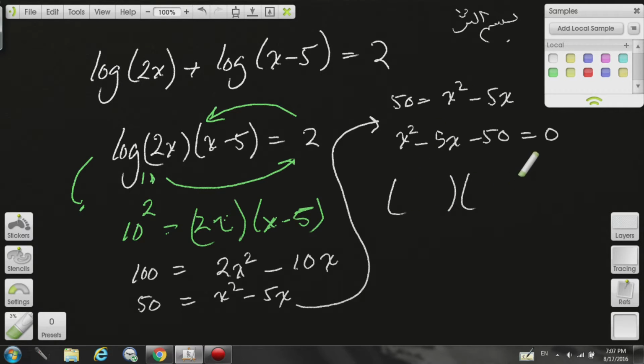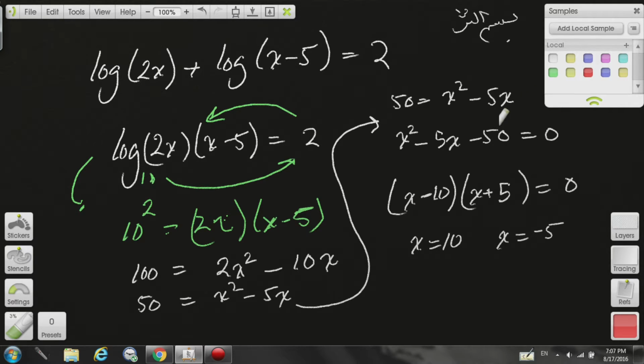So x and x. Two numbers that multiply to give 50, and add or subtract to give 5. 10 and 5 looks good. The signs are different, and the bigger one is negative. Like this. So x equals 10 and x equals negative 5.